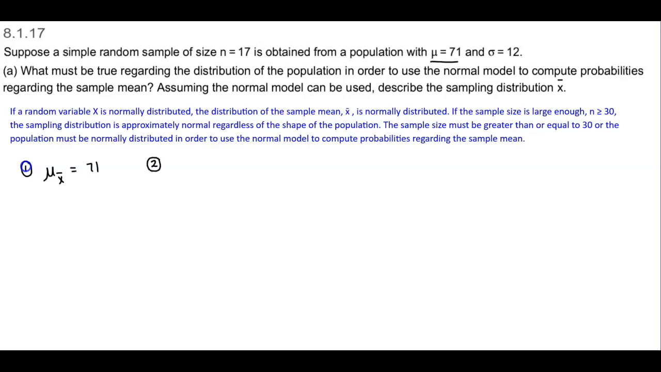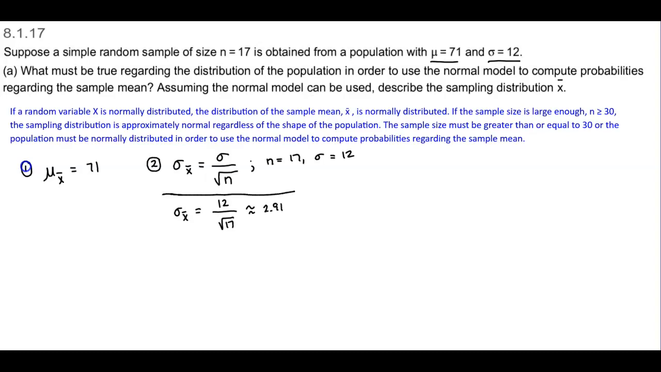Then the next thing we want to do is find the standard deviation of the sample mean, and that's equal to the population standard deviation divided by the square root of the sample size. We know that the sample size is 17, and the standard deviation is 12. So it's 12 divided by the square root of 17, and rounding to 2 decimal places gives approximately 2.91. So there is your standard deviation of the sample mean and the mean of the sample means.